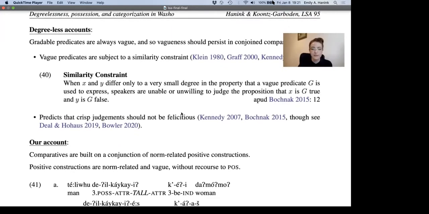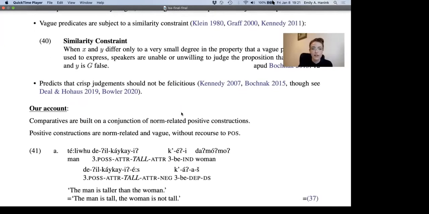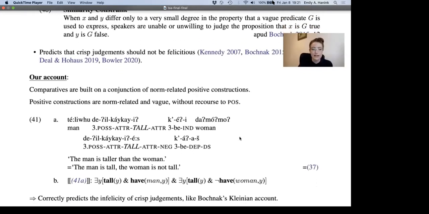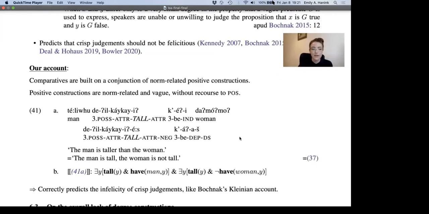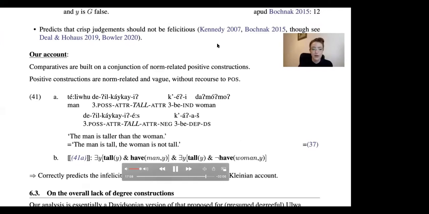Now again here, our account patterns more with the Kleinian degreeless approach, in that positive constructions are norm-related and vague, and so we capture context sensitivity even in comparatives. So as we see here in 41, the comparative is simply a conjunction of two positive constructions, and so we correctly predict the infelicity of Crisp judgments, just like Bochnak's Kleinian account.